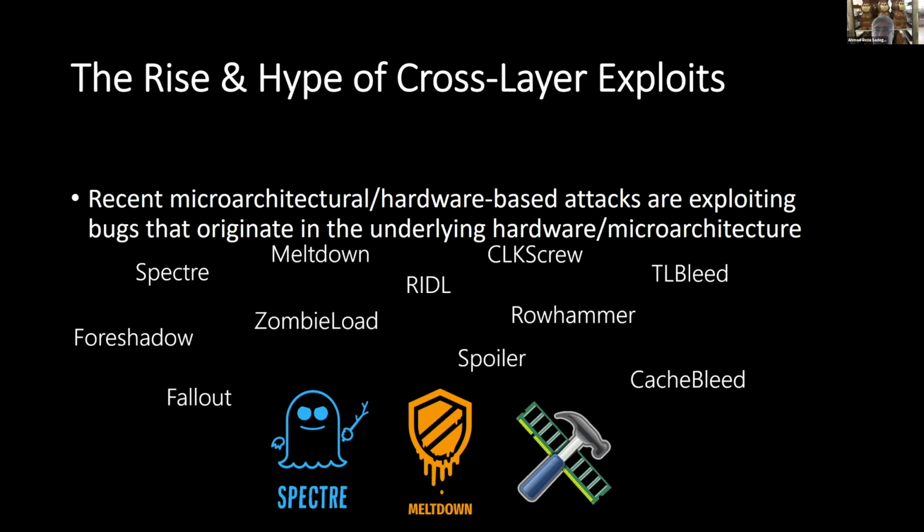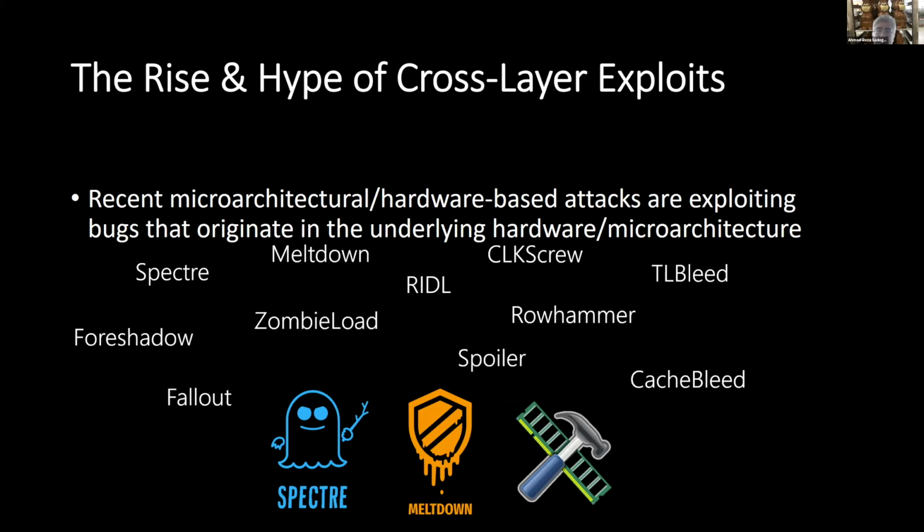So I'm talking about the so-called cross-layer exploits. That means you can remotely exploit a system by knowing the hardware vulnerability. So you use unprivileged software to really attack a system by knowing hardware vulnerabilities.